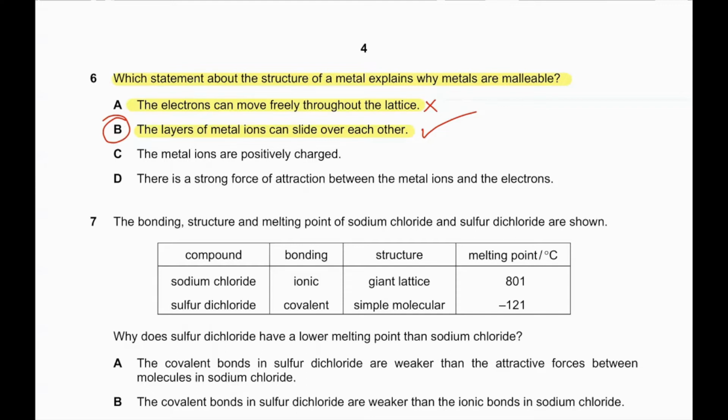Now the next part C, the metal ions are positively charged. Being positively charged would explain why it is brittle. It wouldn't explain why it is malleable. So definitely that will not be the correct answer. There is a strong force of attraction between the metal ions and the electrons. The strong force of attraction between the metal ions and electrons can increase melting point, can increase boiling point. However, it won't give the metal the ability to become malleable. So B is the only correct answer.